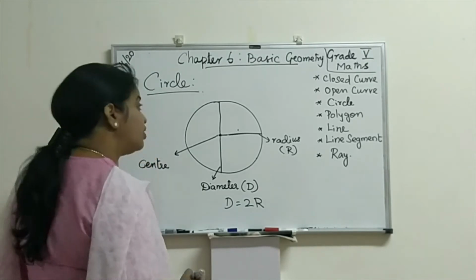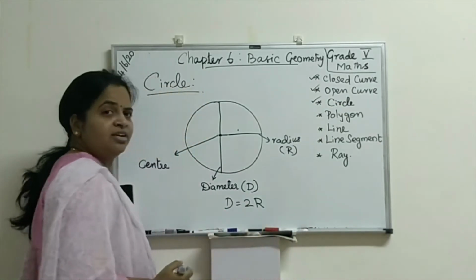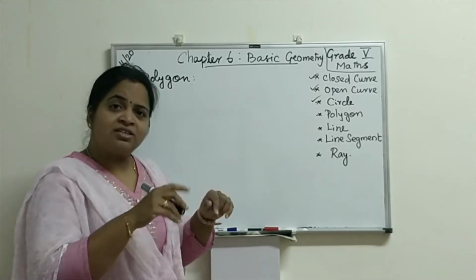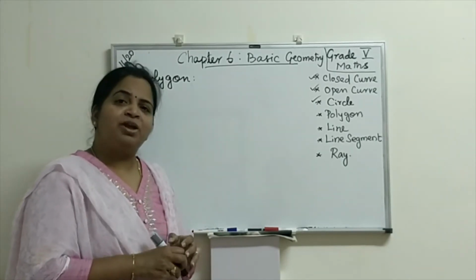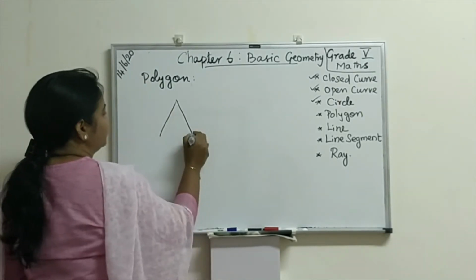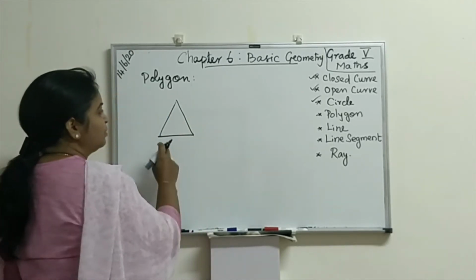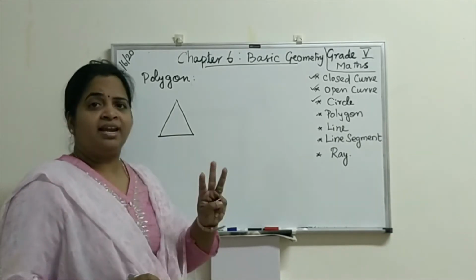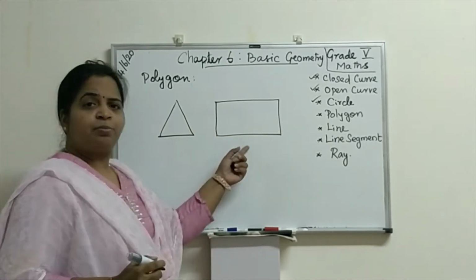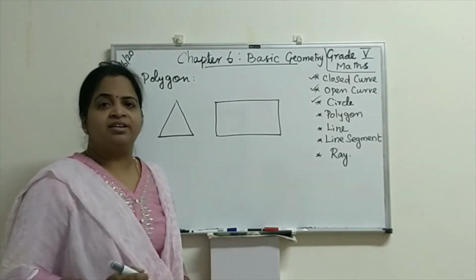Okay, then we have finished closed, open, circle. Now we are going to see polygon. What is polygon? A closed plane shape which is made up of 3 or more line segments. What is a closed plane shape? Closed shape we know that. See, triangle, 3 or more line segments means this triangle is made of 3 line segments. This one, rectangle is made up of 4 line segments. Okay, so these are all called polygons.